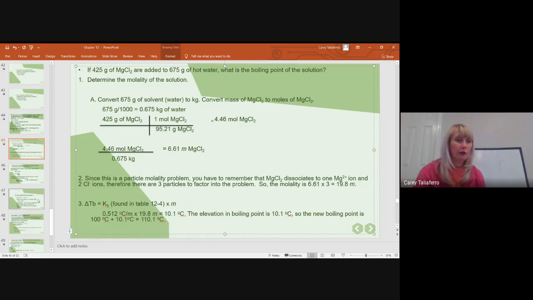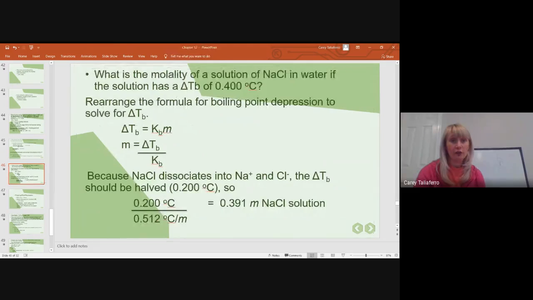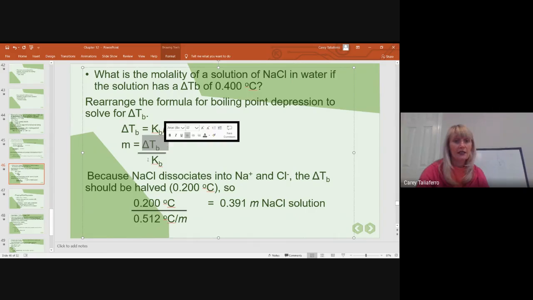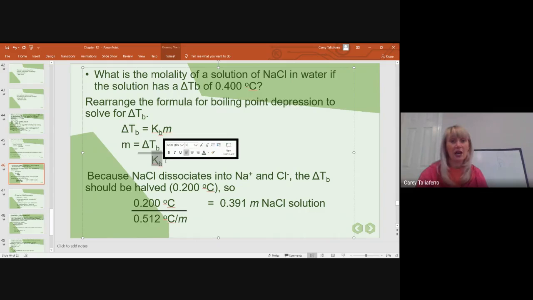Okay. Then there are going to be problems where you work backwards. This time I'm not solving for the boiling point. I'm solving for the molality of the solution. Right? So if I solve for the molality of the solution, I can still use that formula, but I have to rearrange it. So if I go back to this formula, I rearrange it and determine that molality is equal to the change in the temperature divided by that constant that I can look up. And I've been given the 0.4 degrees as my ΔT_b.